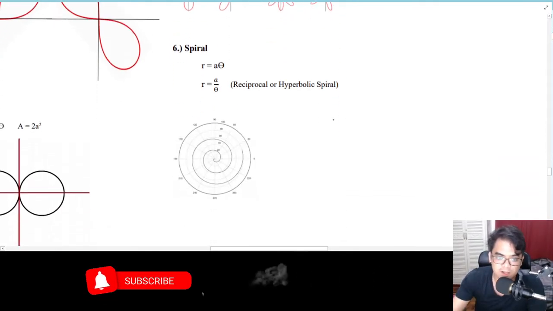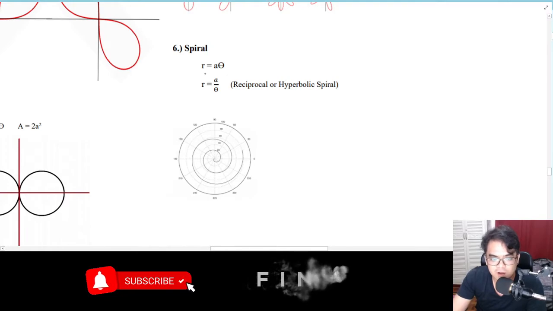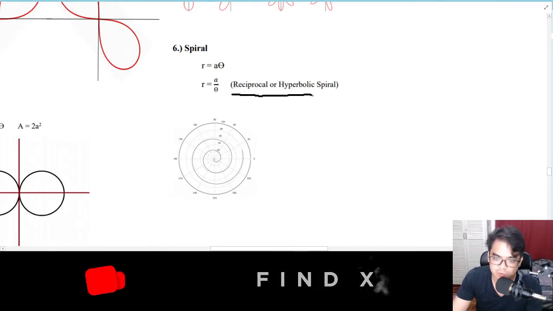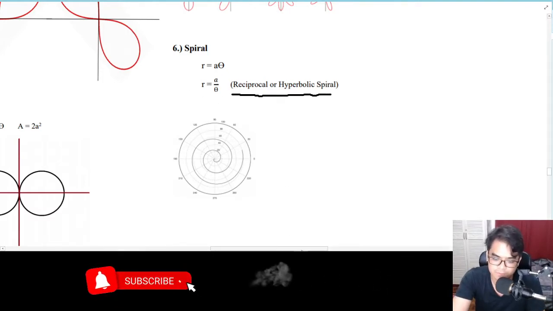Now for the spiral: a spiral is r equal to a theta, or a special case which is a reciprocal or hyperbolic spiral, r is equal to a over theta.